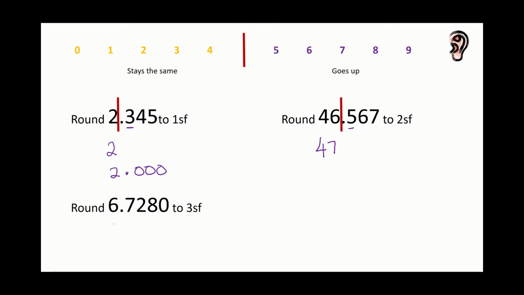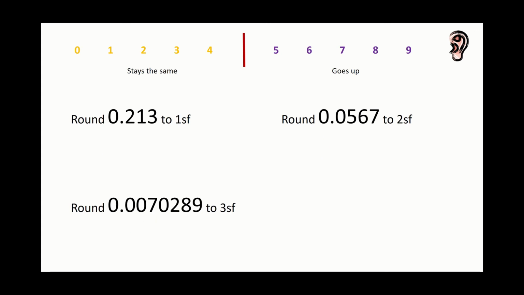the number. To round 6.7280 to 3 significant figures, we place the line after the third number from the left. The 8 makes the decision, so the 2 becomes a 3. When rounding numbers with a 0 at the front to significant figures, we do not include the 0.